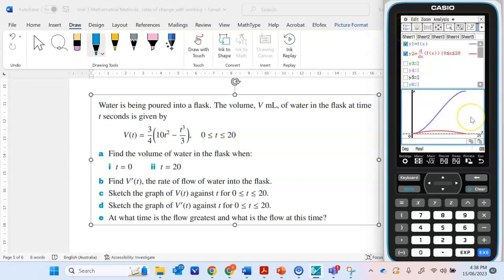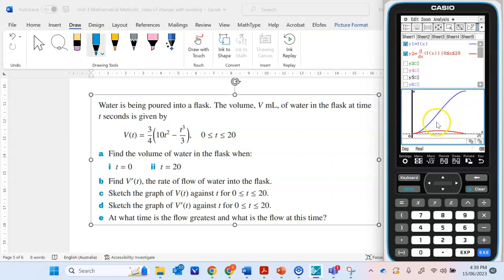Okay. I thought because I restricted it with my original function, it should have restricted that as well. But anyway, all right, so there's our derivative. If you wanted to sketch them separately, which might be a good idea, the maximum rate of increase for your derivative might be a bit easier to see if you had a better scale. All right, so what time is the flow the greatest and what is the flow at this time?